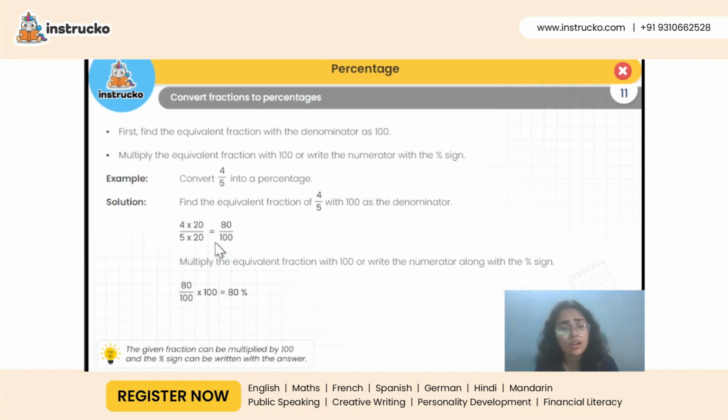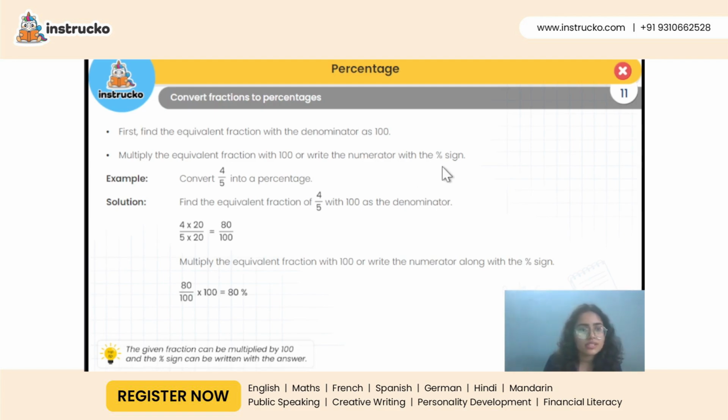I hope you understand that concept of ratio, that if you're multiplying something to the denominator, you have to multiply the same thing to the numerator as well so that the ratio remains the same. So what did we do? We found the equivalent fraction with the denominator as 100 by multiplying 20 to 5 and 20 to 4. So now 4 by 5 and 80 by 100 mean the same thing, but 80 by 100 has a denominator of 100.